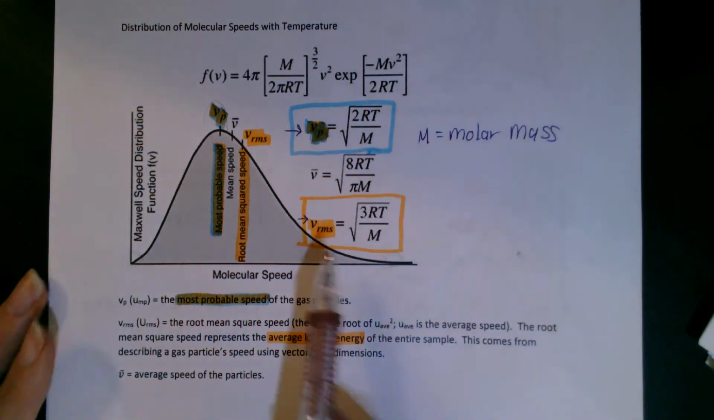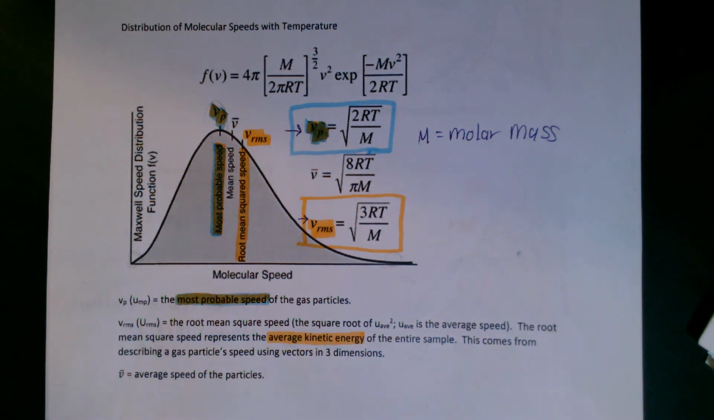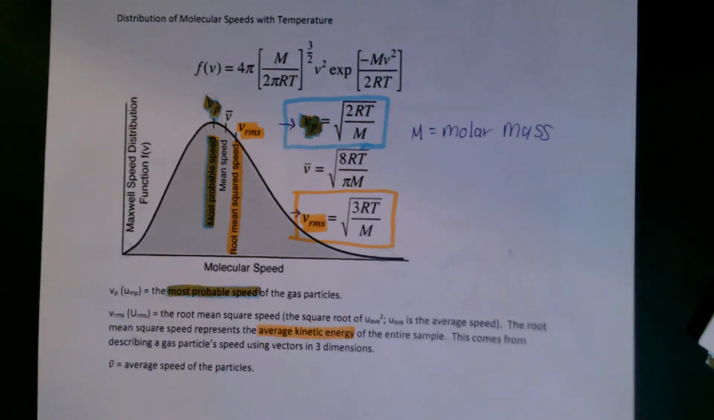So you see, for the speed of a gas, the most probable speed or the speed that represents the kinetic energy of the sample, all we need to know is the temperature of the gas and the molar mass of the gas. Both of these only depend on temperature and molar mass. The 2 and R, or 3 and R, are both constants.